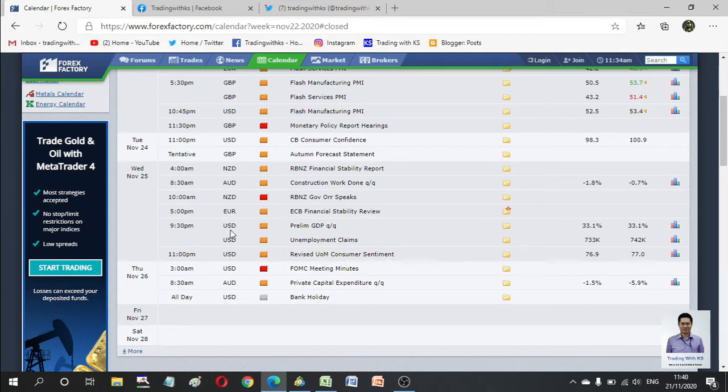We got USD GDP. They expect it to be the same. Unemployment claims they expect to be slightly better. University of Michigan consumer sentiment they also expect a drop. So a lot of the market is actually expecting a drop.